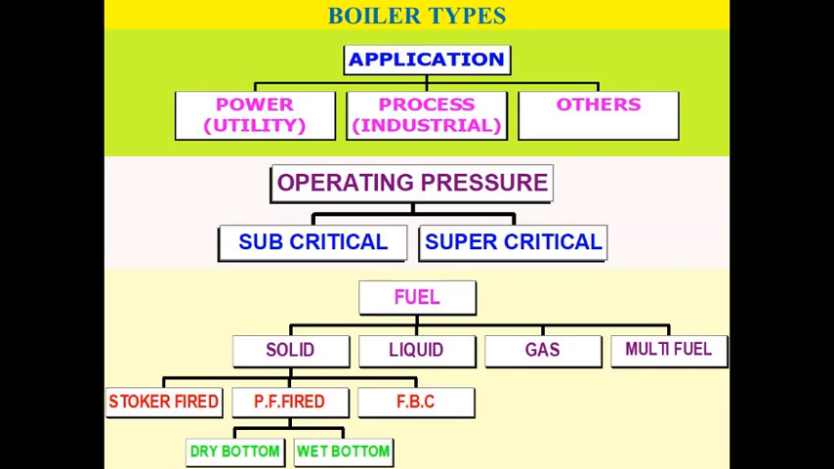Application wise, we may find power boilers, process boilers, or various heat exchangers where we may have other fuels like waste heat generating process fuels. They are exchanging heat to have a captive mode of power generation.